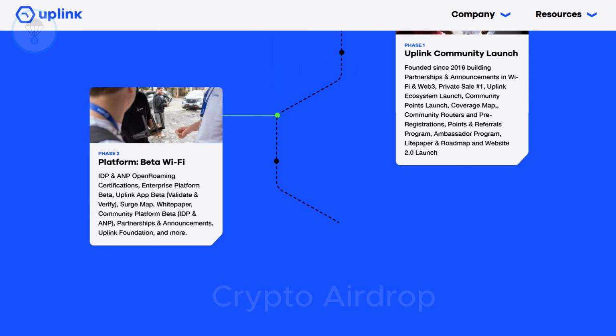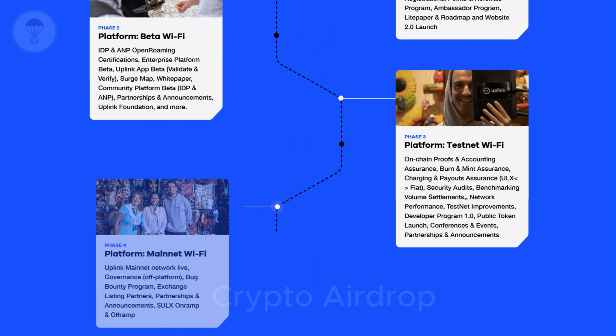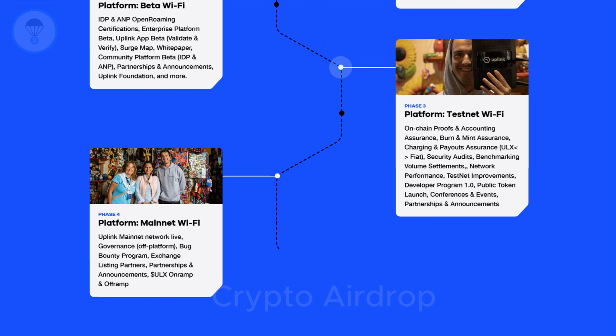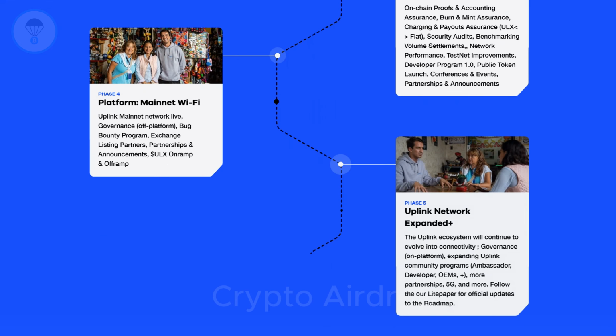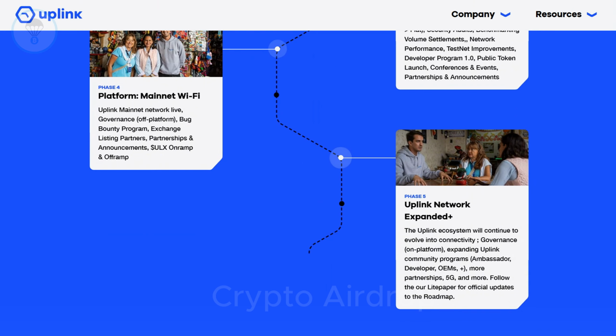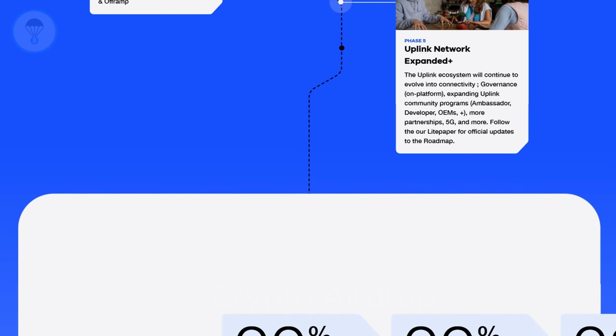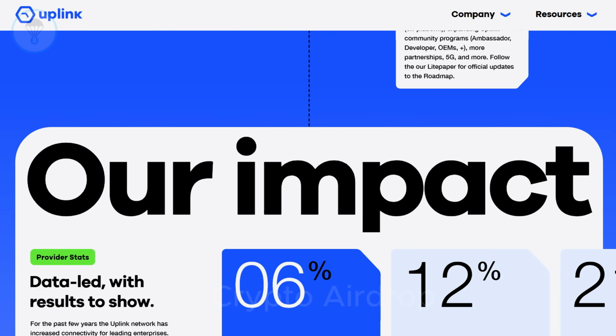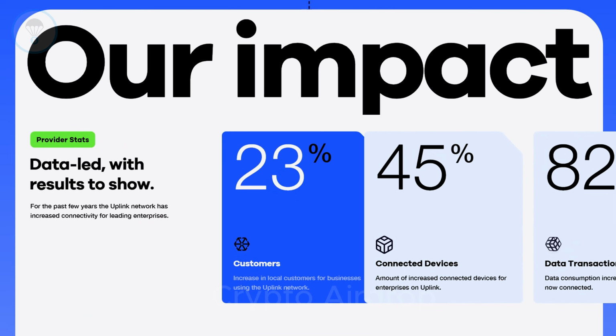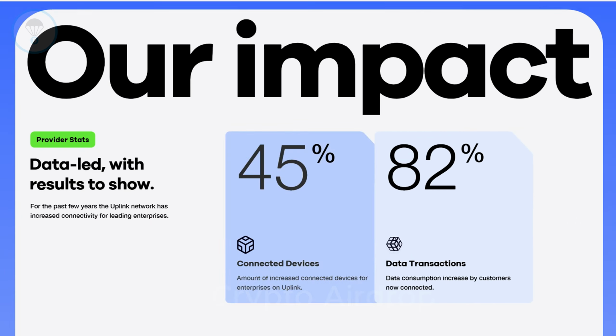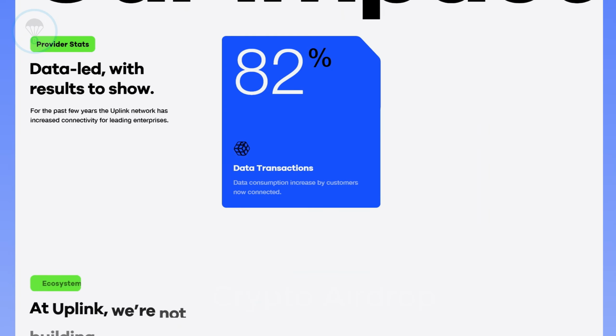Provider, an entity that supplies connectivity services and shares network resources with the platform. In the Uplink context, providers are typically traditional telecommunications companies that share a portion of their bandwidth, broadcast stations, and infrastructure to extend Uplink's coverage. Through sharing connections, providers receive rewards.